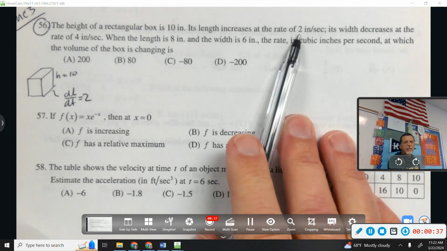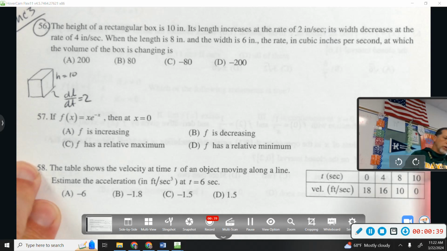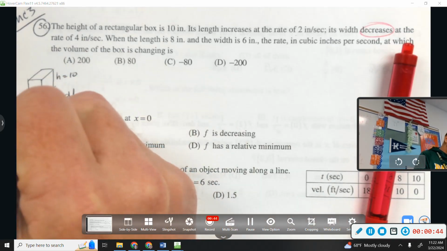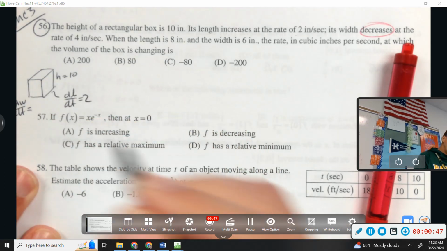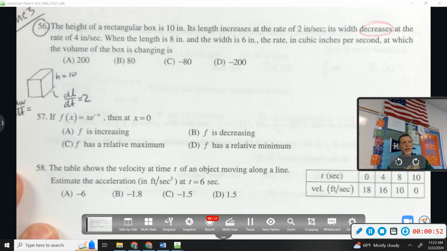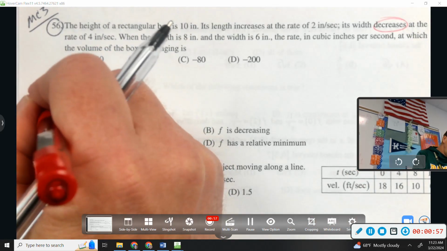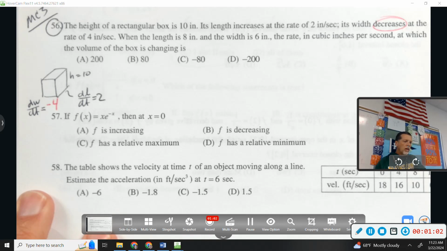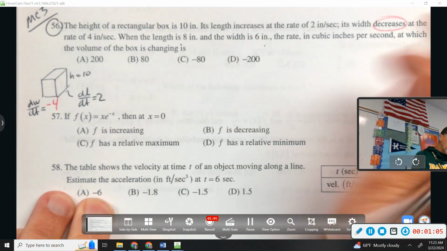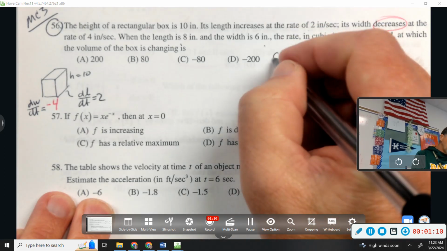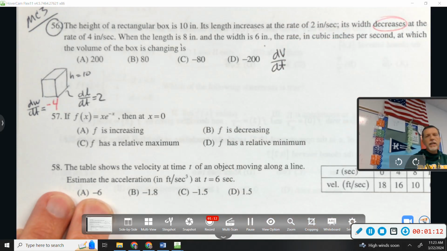Its width decreases. Uh-oh, there's an important word. So what is dW/dt equal to? If we're decreasing, negative 4 because it's decreasing. When the length is 8, width is 8, find the rate at which the volume of the box is changing. So I want dV/dt.